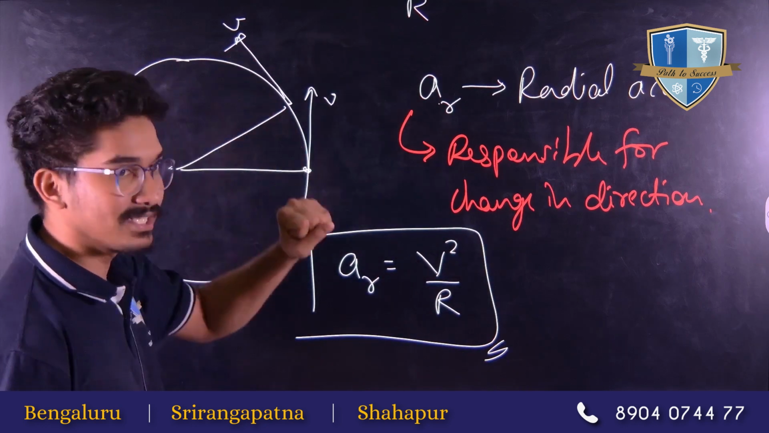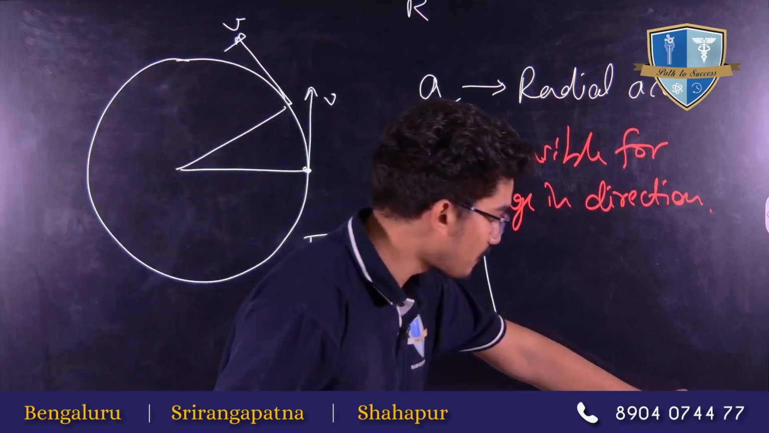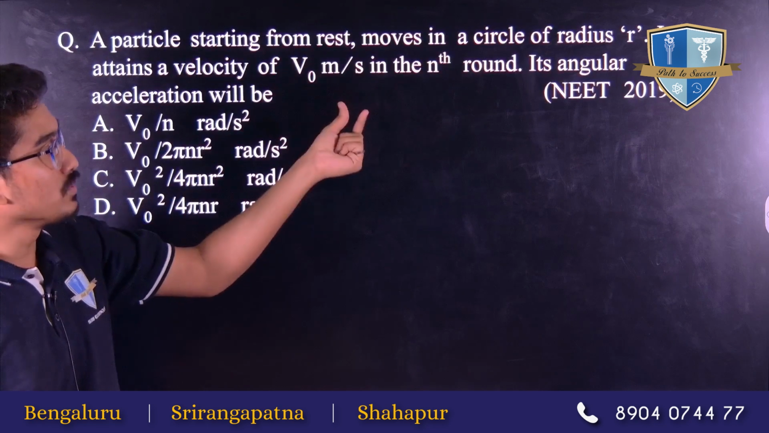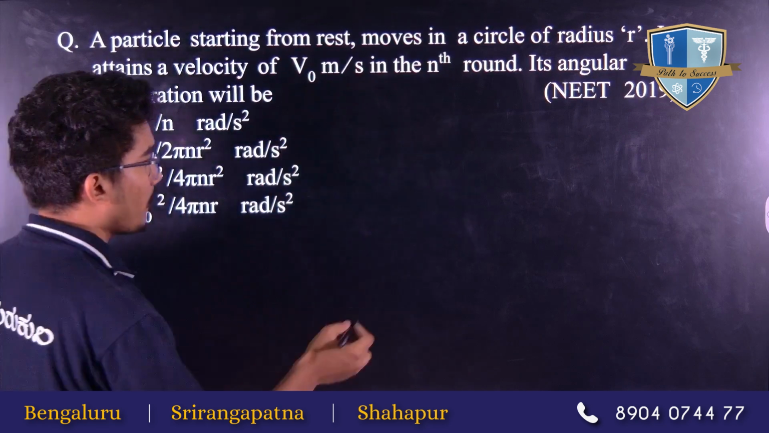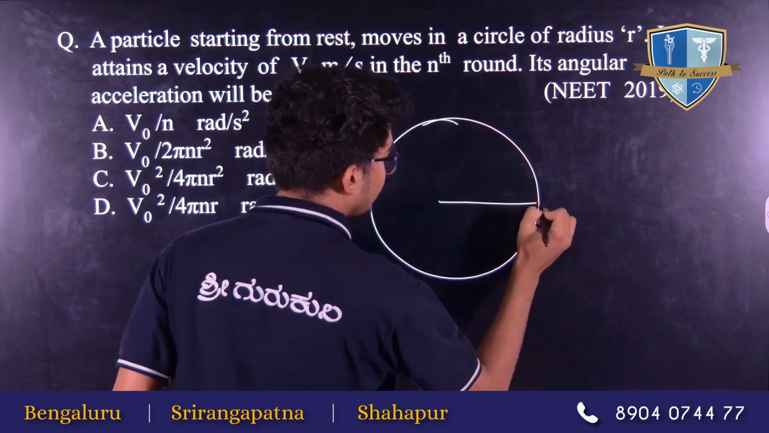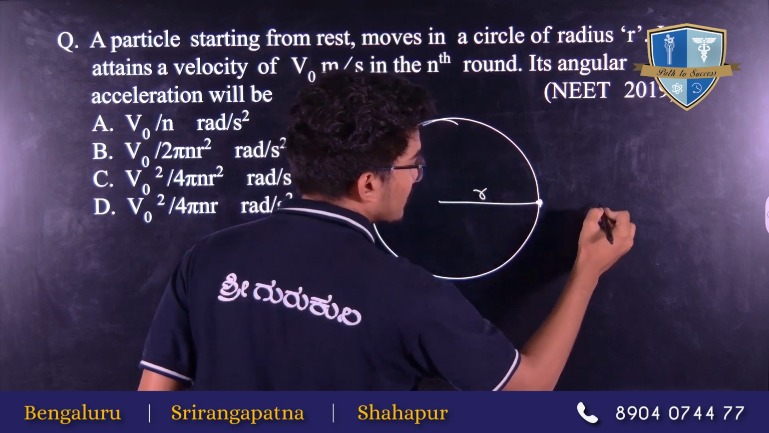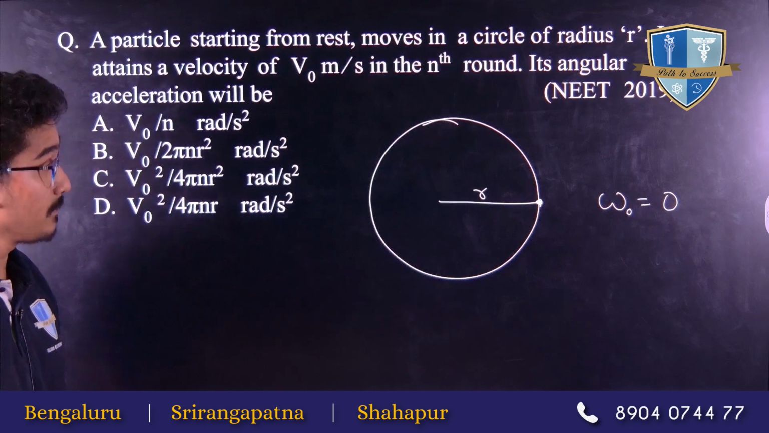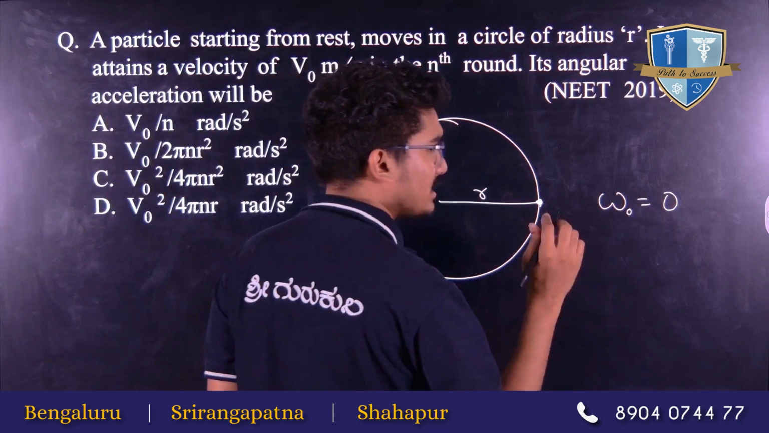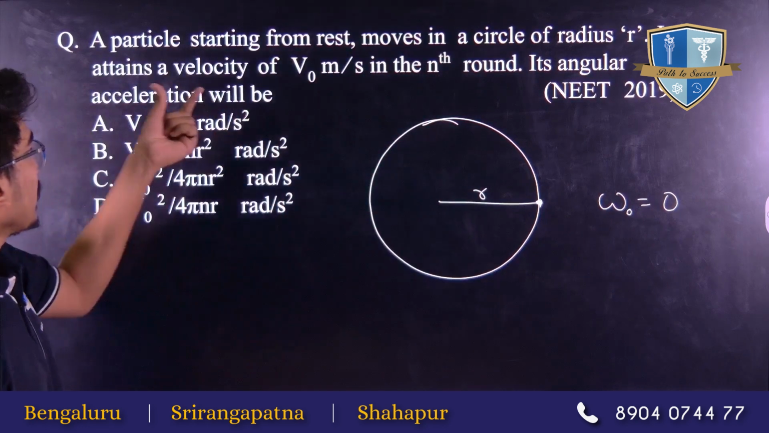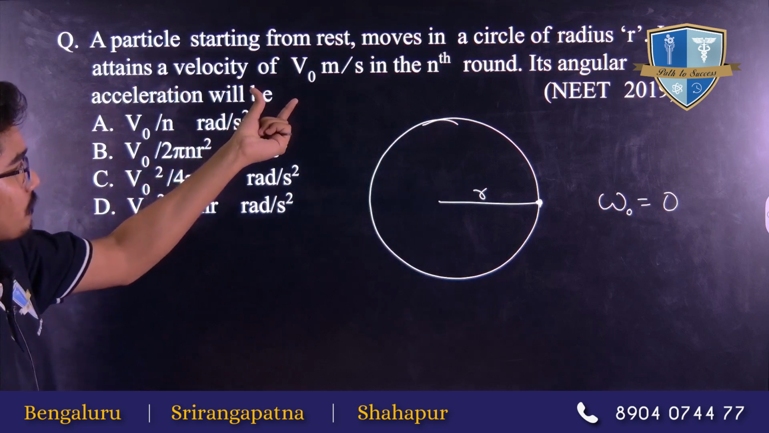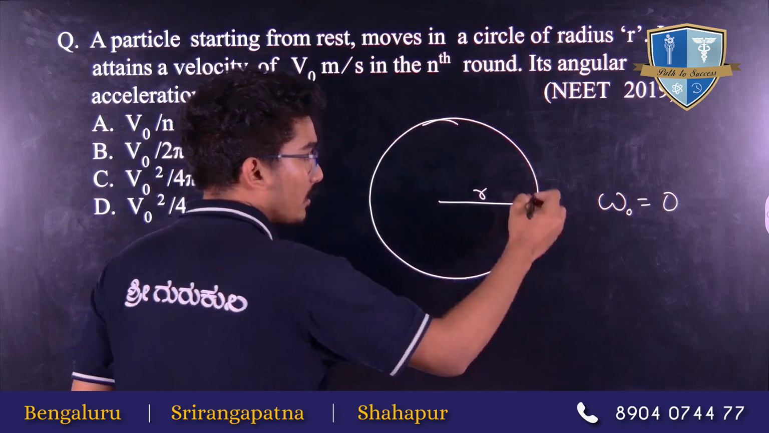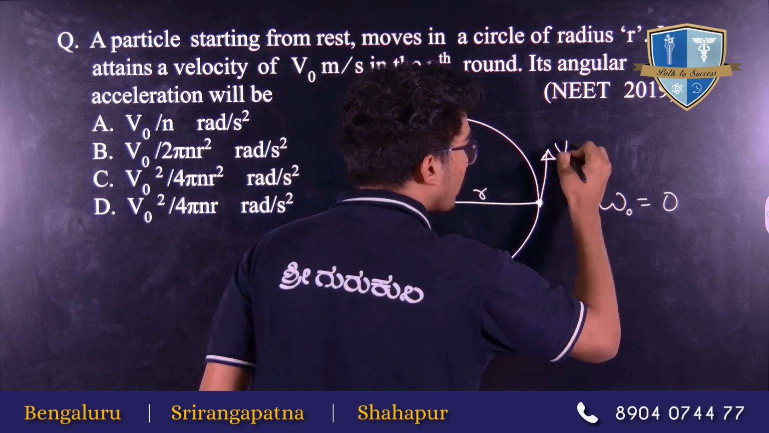Now, using all these concepts, let's try to solve some PYQ questions. The first question is: a particle starts from rest and moves in a circle of radius r. So we have a circle of radius r. A particle started from rest means omega naught is equal to 0, the initial angular velocity is 0. It attains a velocity of v naught meters per second in the nth round, so after completing n rounds, it is moving with some v naught velocity.